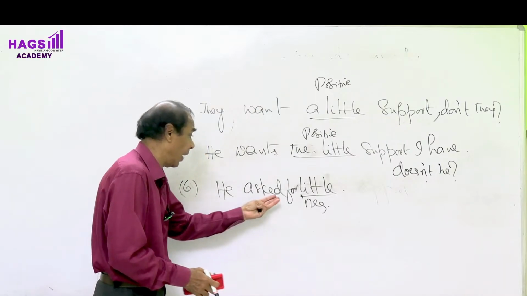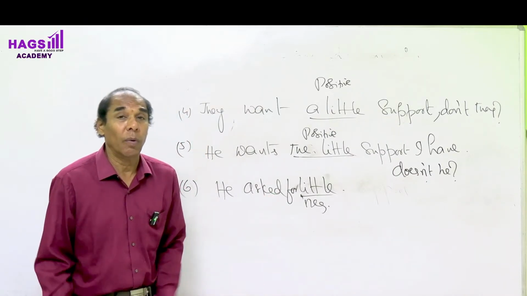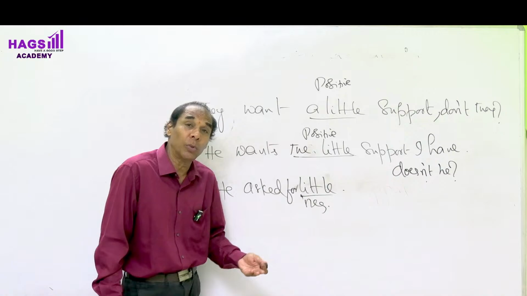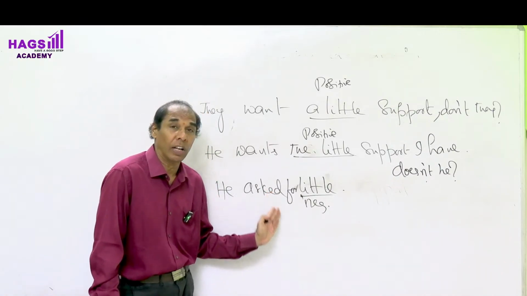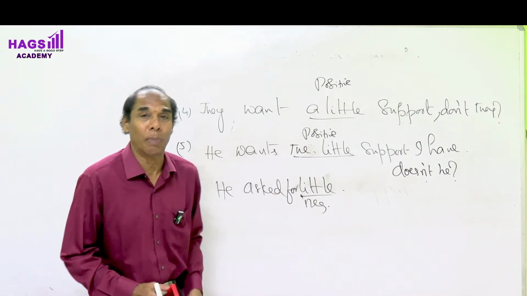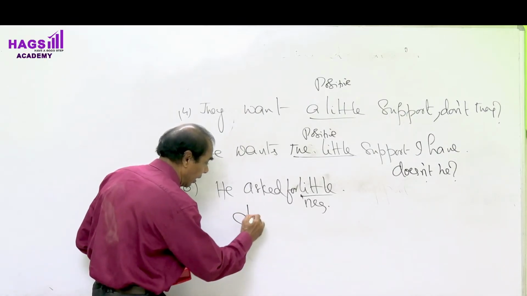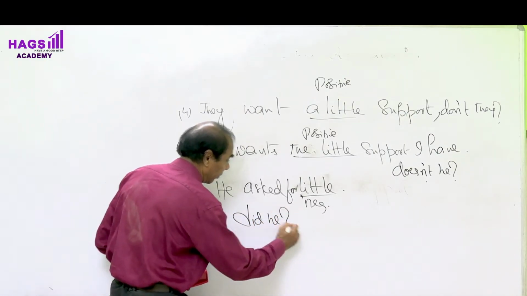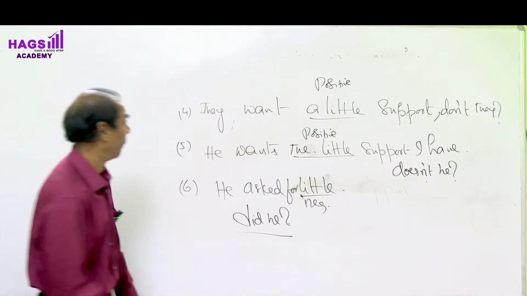Right? Do we have a special verb here? No. When there is no special verb, what do you have to do? Borrow do, does, or did. Asked is past tense. So I have to borrow did. Did he? That's it. Very easy. Note down.